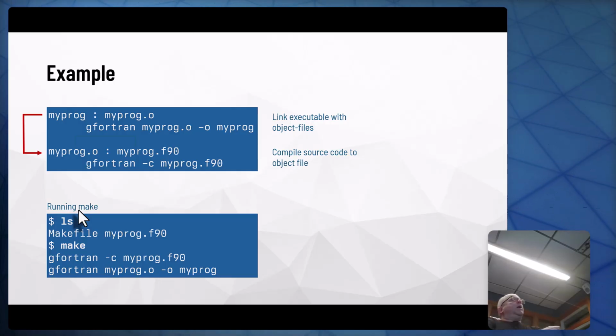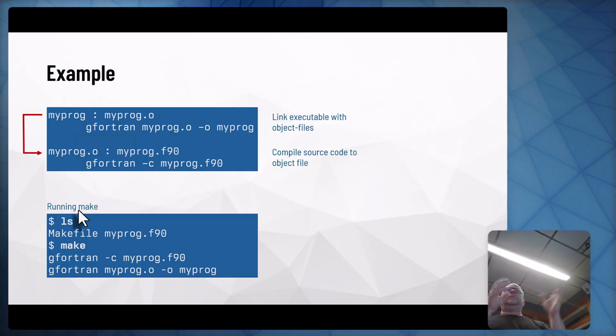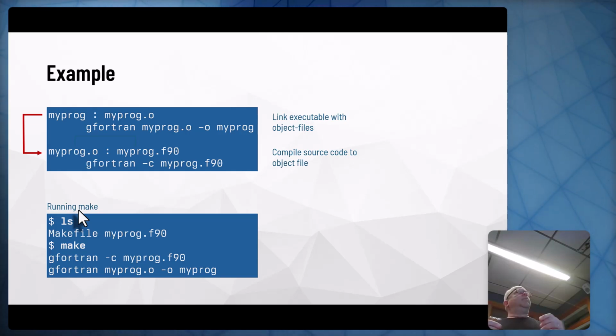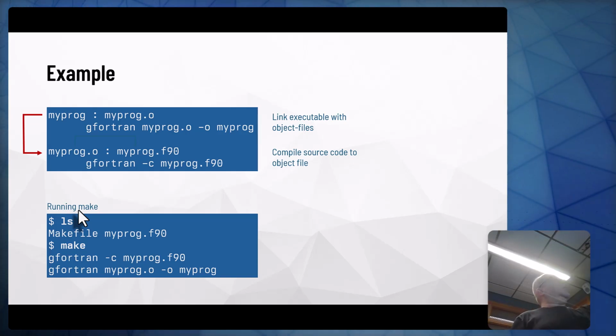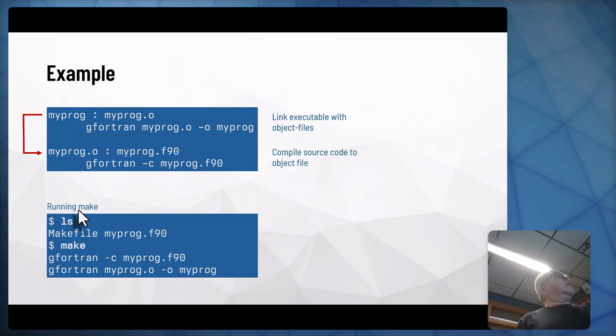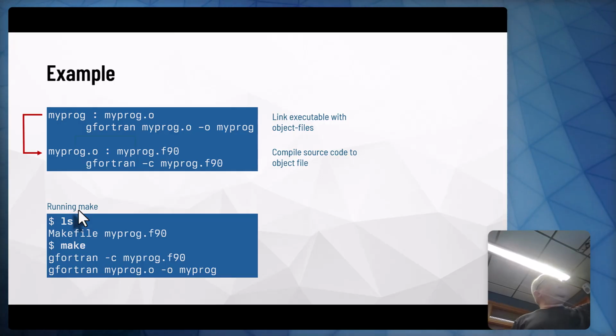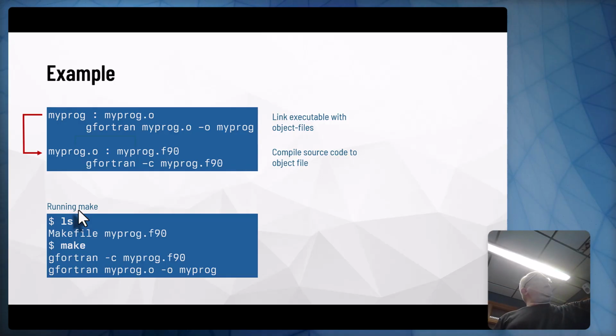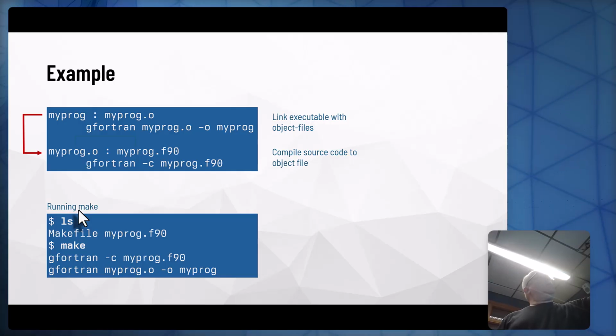So in this case, I have myprog as my first target. This is I want to build myprog. And myprog depends on an object file, myprog.o. So I will go down and look at the dependencies. How do I achieve myprog.o? It depends on the Fortran 90 source code file. And to get to myprog.o, I do gfortran -c myprog.f90.